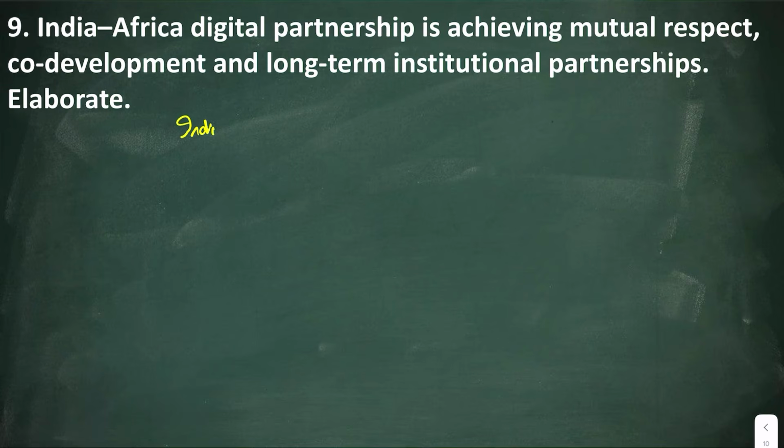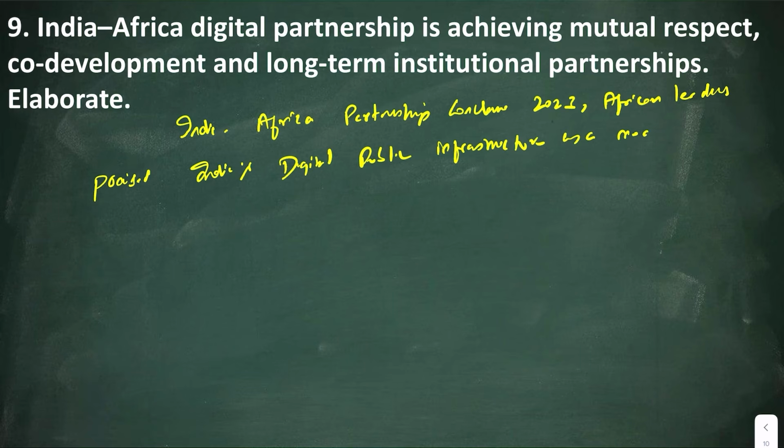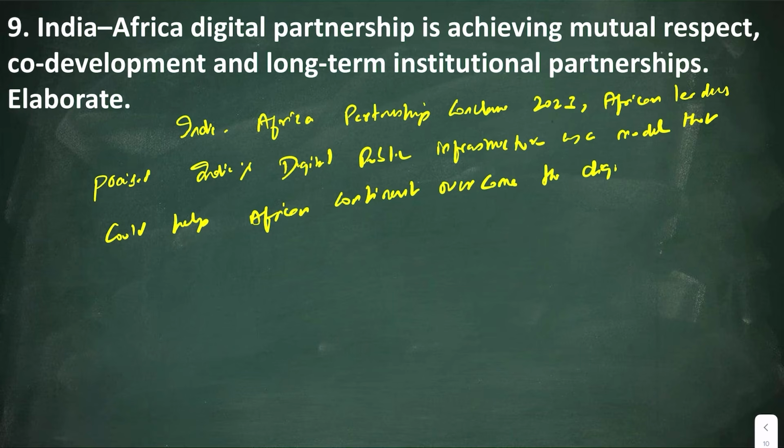You can write the next paragraph. India-Africa Partnership Conclave 2023, put a comma, African leaders praised India's digital public infrastructure as a model that could help the African continent overcome the digital divide. Okay, so this is how you write the introduction.